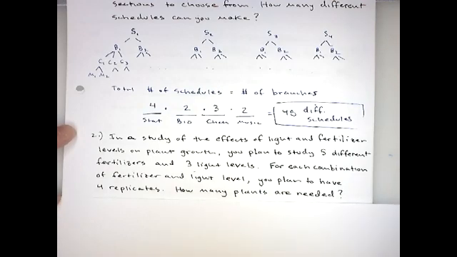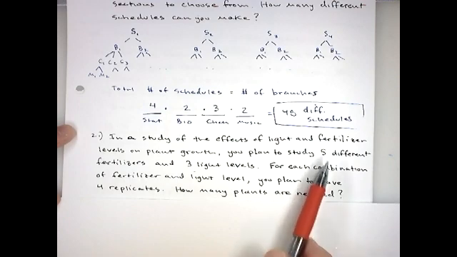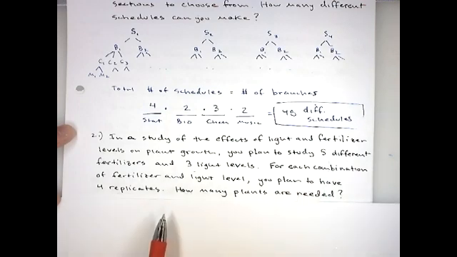Maybe some other factor was an influence in how the plant grew. Maybe it didn't have to do with fertilizer level or light levels. Maybe somebody watered it too much or didn't water it at all. Okay, so for each combination of fertilizer and light level, you need to have 4 replicates or duplicates that were exactly the same light level and exactly the same fertilizer.